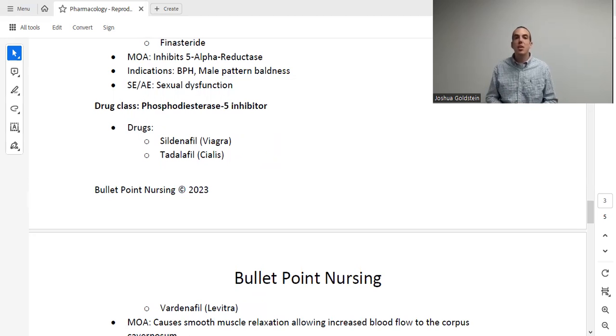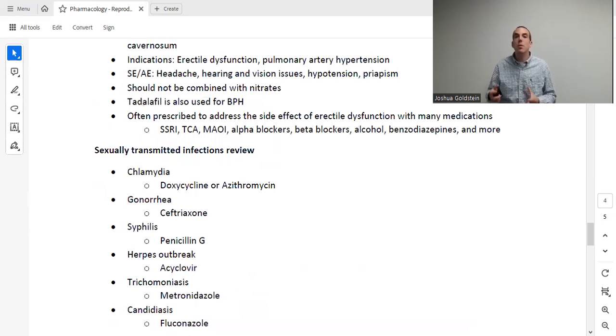Speaking of, the next drug class we're going to talk about are the PDE5 inhibitors, phosphodiesterase 5 inhibitors. Very famous drug class: sildenafil, tadalafil, and vardenafil, which is Viagra, Cialis, Levitra. These medications work by causing smooth muscle relaxation, allowing increased blood flow to the corpus cavernosum. In other words, in order for a male to obtain an erection, they need to have increased blood flow to that area. And for that blood to stay in that area, this medication helps the blood flow to that area.